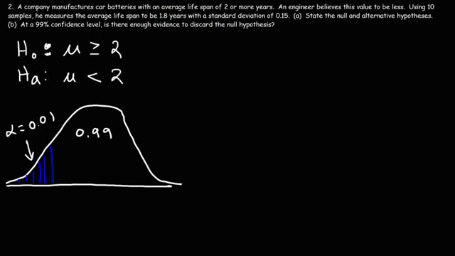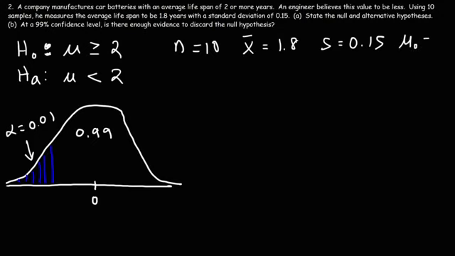Now, what type of test statistic are we using here? Should we use the z-test or the t-test? What would you say? Well, let's write down what we know. So the engineer is going to use 10 samples. That means n is 10. He measures the average lifespan to be 1.8 years, so that's the sample mean. The sample standard deviation is 0.15. And we know that the hypothesized mean is 2 or more. So we're going to put 2 for this value.